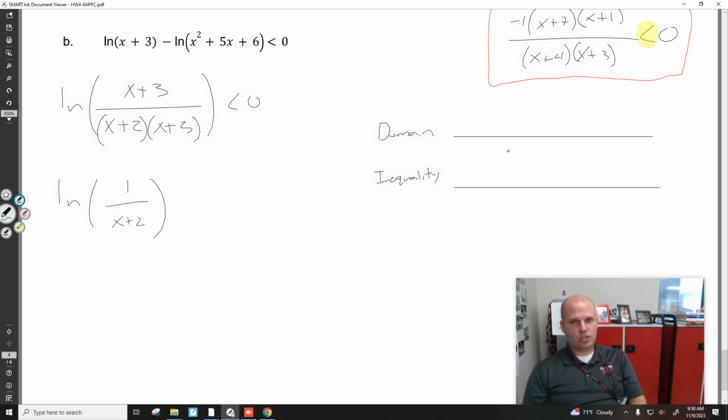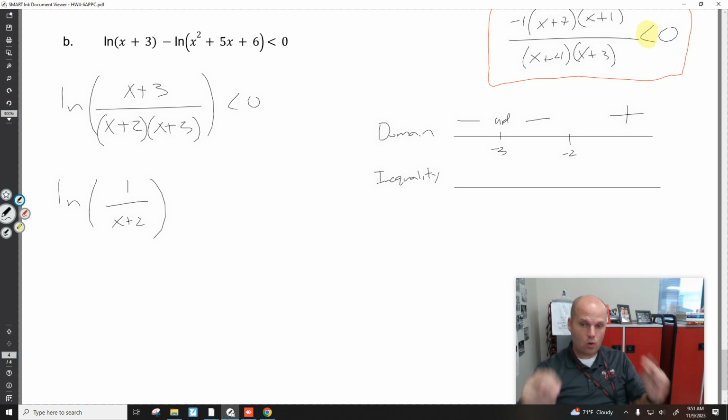So this is great. I can't plug in -3. -3 is undefined, but it ends up being the location of a hole, which means we're not going to change signs there. If you looked at -2 as being your only thing to worry about, we'd have positives to the right of -2, and we'd have negatives to the left, including to the left and right of -3. But we can't plug in -3 because -3 is the location of a hole. Okay, there's my domain.